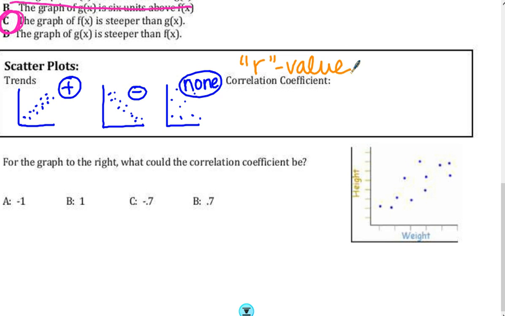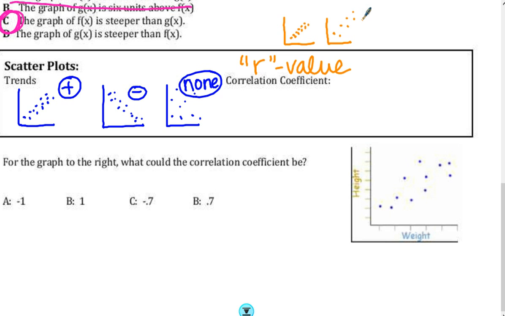Whenever we find our line of best fit, it tells us the strength of our scatter plot. Remember, this would be a really strong scatter plot where the points are very close, versus one like this where they're both positive, but you can see the difference. One is a little bit tighter, the other one's a little bit looser. So the stronger it is, the tighter your points will be.